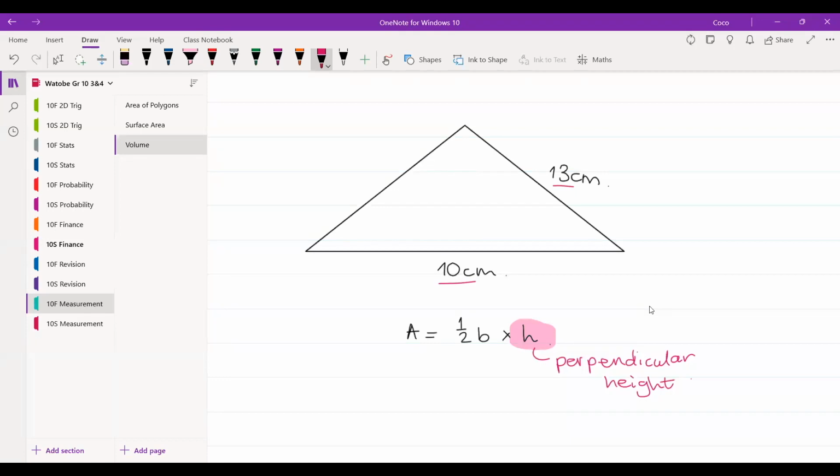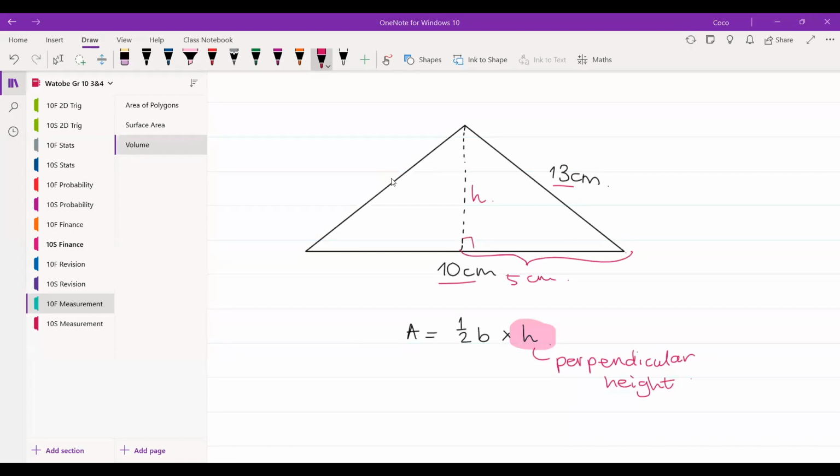What we want is to draw a line from the apex down like this. This is my perpendicular height. So I can't use 13. Now, because this triangle is isosceles, I'm going to split this into bits and pieces. This side over here is equal to 5 centimeters, and this is now a right angled triangle.